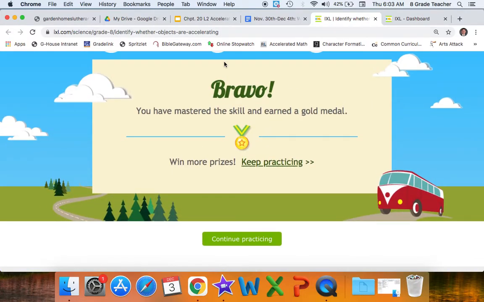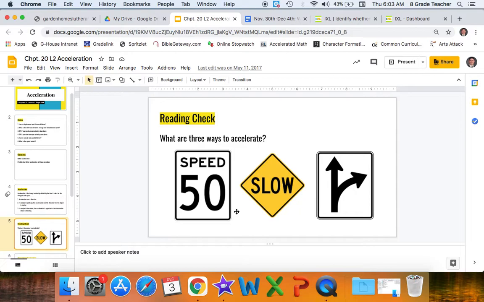Just like that. Take those three questions into consideration when you're thinking about acceleration. Is something speeding up, slowing down, or changing direction? And apply that knowledge to identify if something is accelerating.